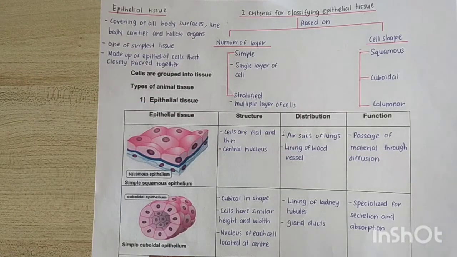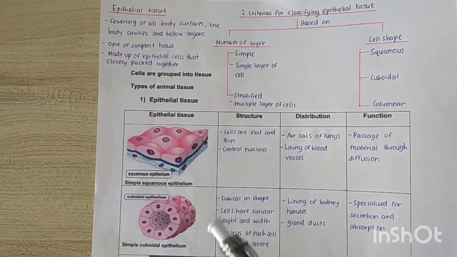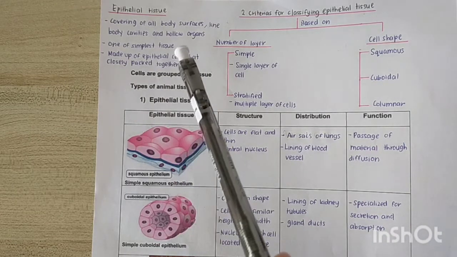Okay, so now we look at the first type of animal tissue, which is epithelial tissue. So you can check your answer based on the handouts given. Okay, so first of all, what is epithelial tissue?